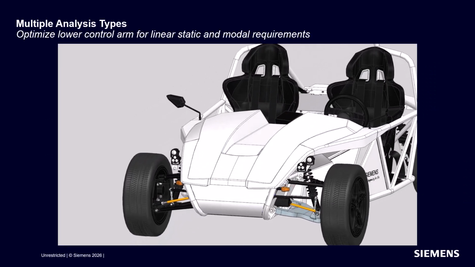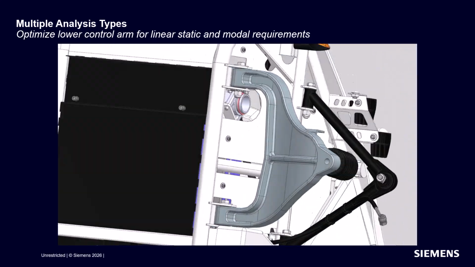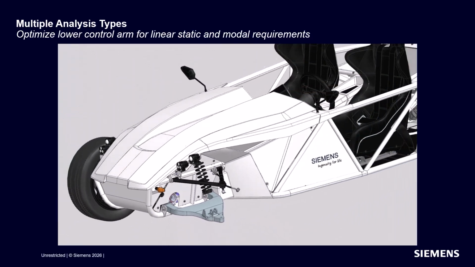Our example model comes from our SimRod vehicle, and we focus on the lower control arm, where we want to optimize the control arm with respect to linear statics and modal requirements.